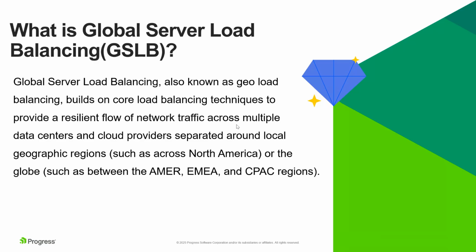So what it does is build on core load balancing techniques to provide a resilient flow of network traffic across multiple data centers and cloud providers separated by geographical location, like North America, South America, parts of Europe, or across the globe between the Americas, Europe, and Asia Pacific as the regions. So in layman's terms, what does this mean? Well, we provide high availability between your data centers to ensure that we are optimizing traffic redirection to the closest physical location in the event of a failover to ensure business continuity.